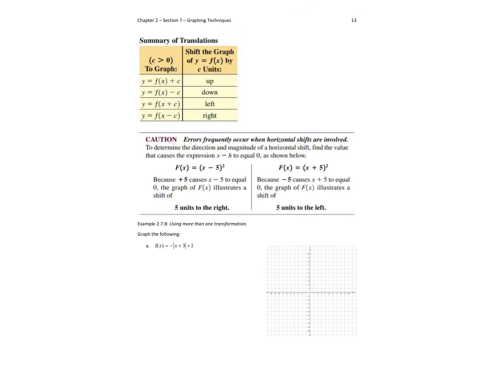On this next page, we've got this yellow table, which is a summary of all the translations, both up, down, and left, right. And it's a pretty handy reference, so just keep in mind that this is here. And they've even given us a little reminder about how errors frequently occur with horizontal shifts, okay?